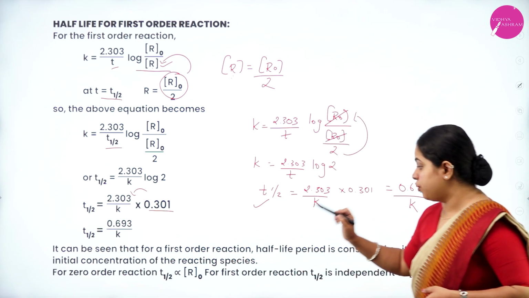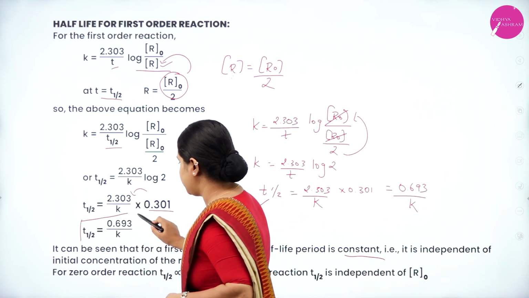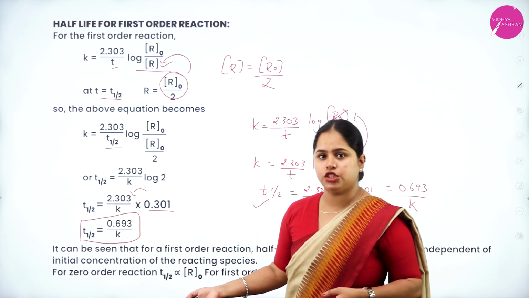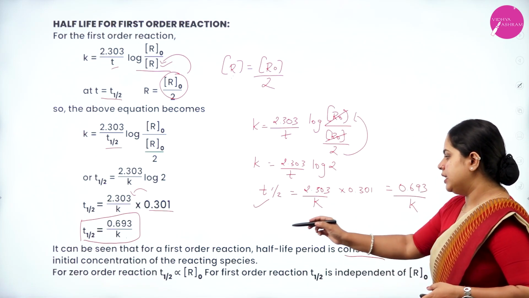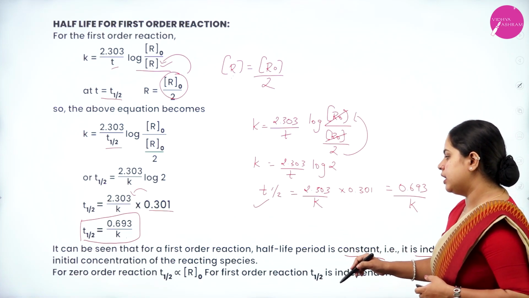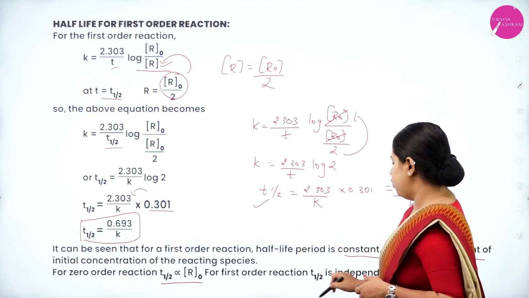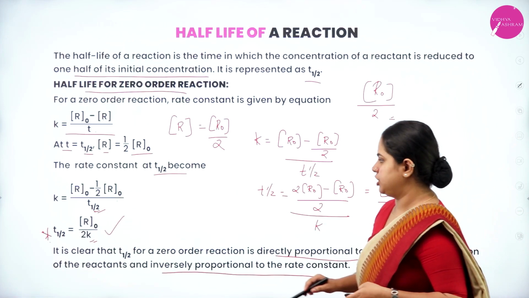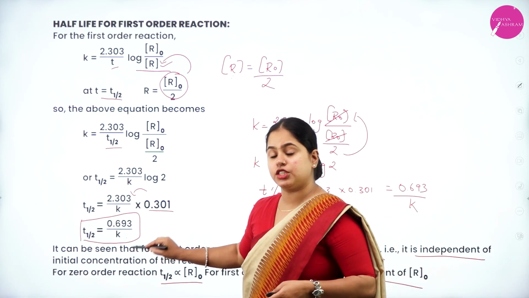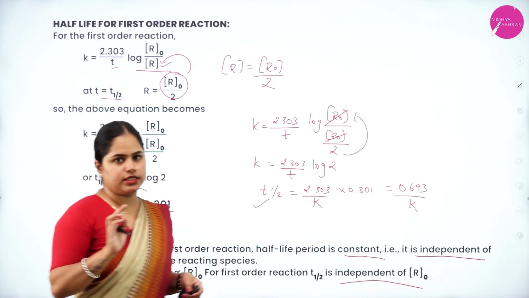So it can be seen that for a first order reaction, half-life period is constant. Are there any concentration terms in this particular equation for T half for a first order reaction? No. It is only dependent on the rate constant, not on the initial concentration of the reactant, right? For zero order reaction, the half-life will be directly proportional to the initial concentration, and for first order reaction it is independent of initial concentration. So it is important to remember these two equations as well as the derivation for it.